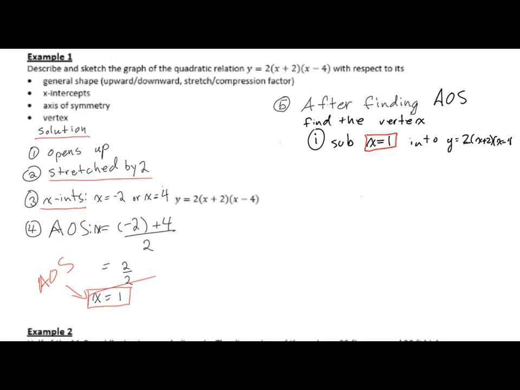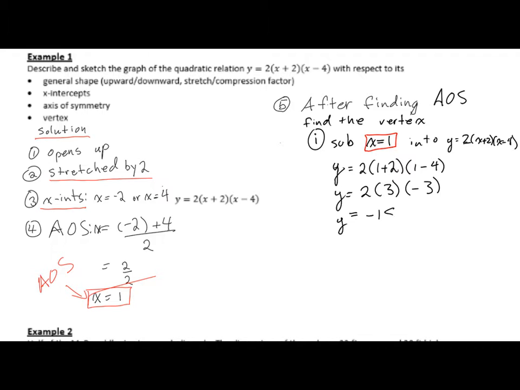And now what we're going to do is literally plop that number into the equation. And we should get y is equal to 2(1 + 2)(1 - 4). So that means y is equal to 2(3)(-3), which means our y value is equal to -18.